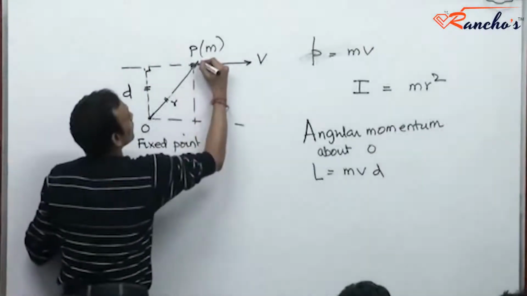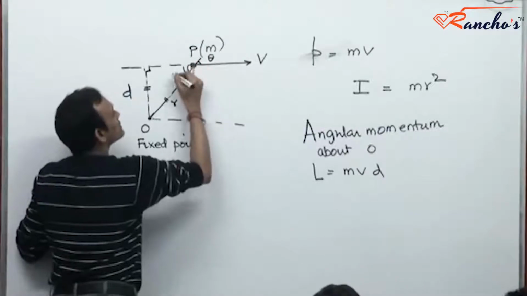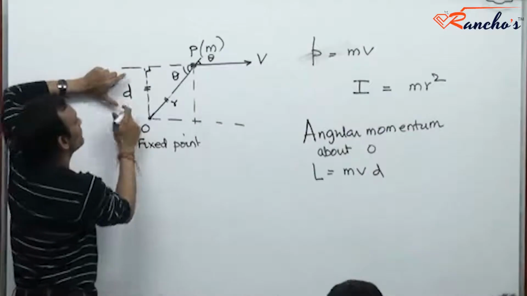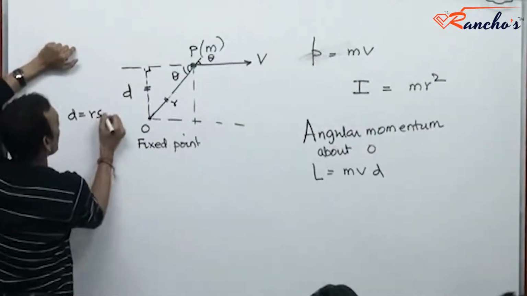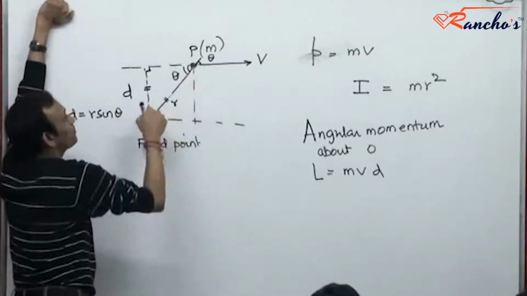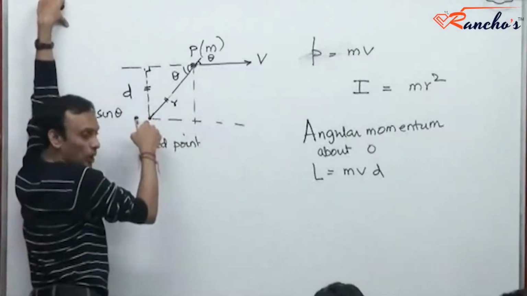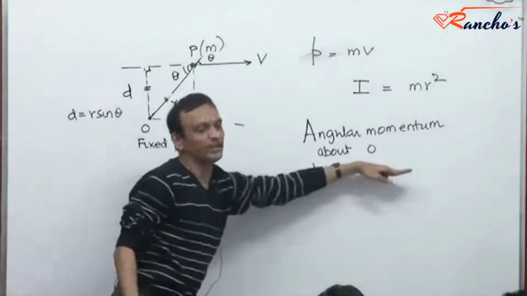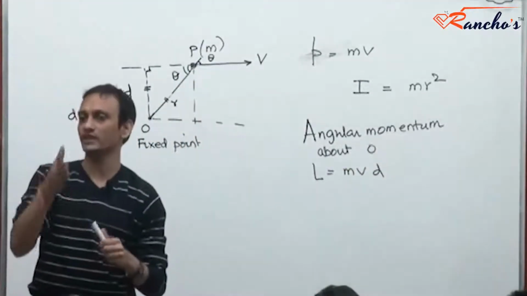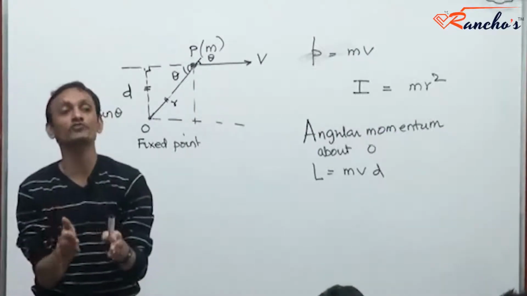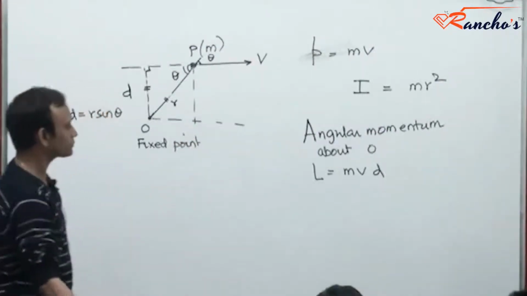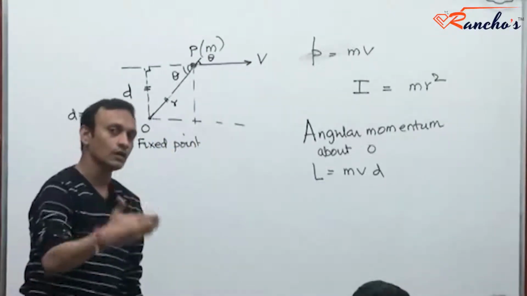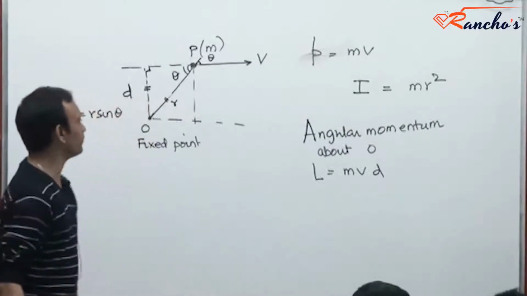So, if this angle is theta, and if this r is known, then very clearly d would be r sine theta, where r is the radial distance of the particle P from the fixed point O. So this would be mv into r sine theta. The perpendicular distance of the line of action of the velocity from the fixed point O gives the angular momentum. Of course, there is a world of things that you would have to know about angular momentum, but then again, a basic understanding.